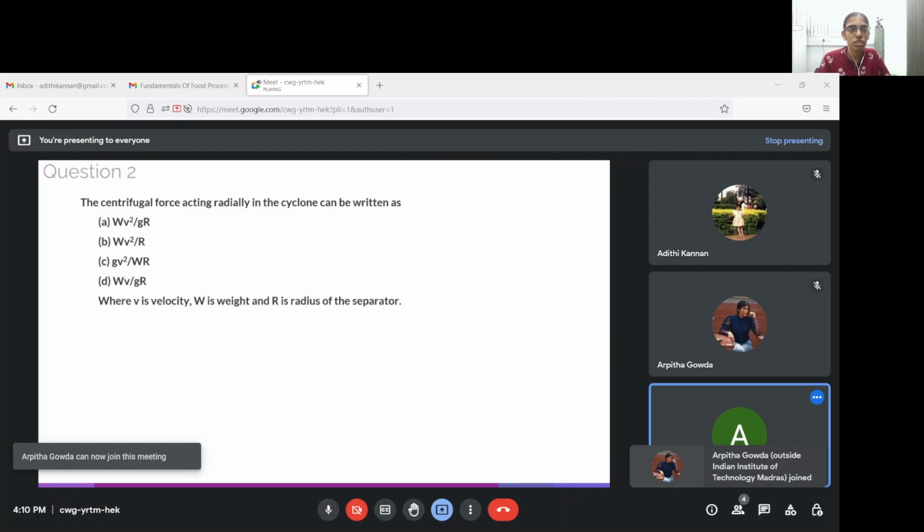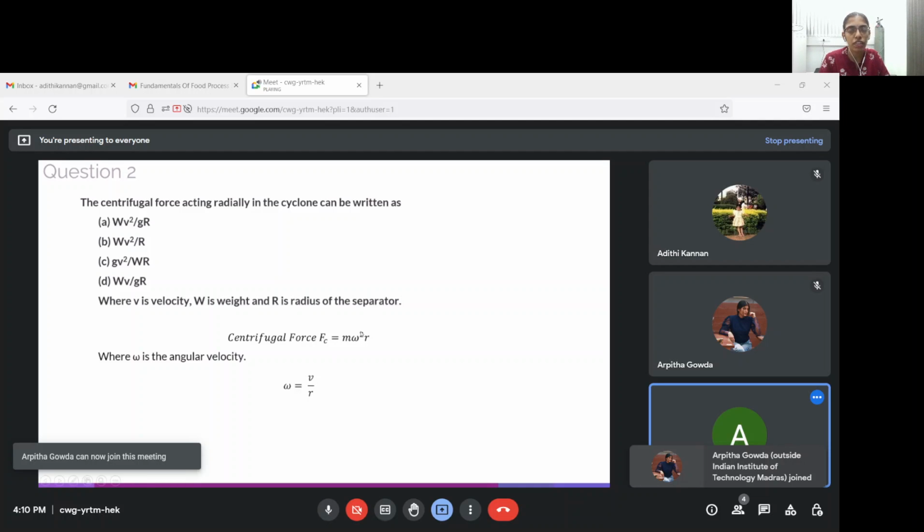So we are discussing the centrifugal force acting radially in a cyclone. The options are omega v square by g, w v square by gr, w v square by r, g v square by wr and w v by gr. We are asking the centrifugal force acting radially in a cyclone separator, where w stands for weight of the particle, v stands for velocity, g stands for acceleration due to gravity and r stands for radius of the separator. We were discussing that the centrifugal force for any particle can be given as m omega square r, where m stands for mass of the particle, omega stands for the angular velocity and r stands for the radius of the particle.